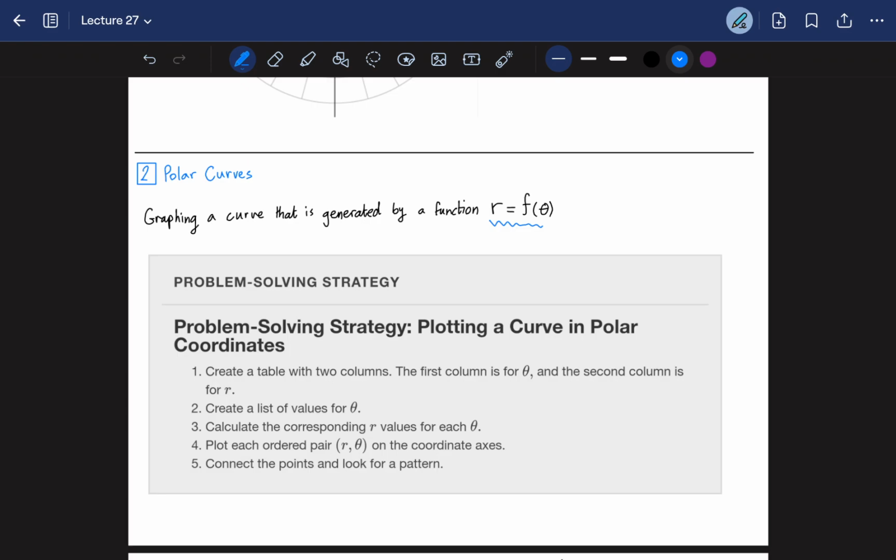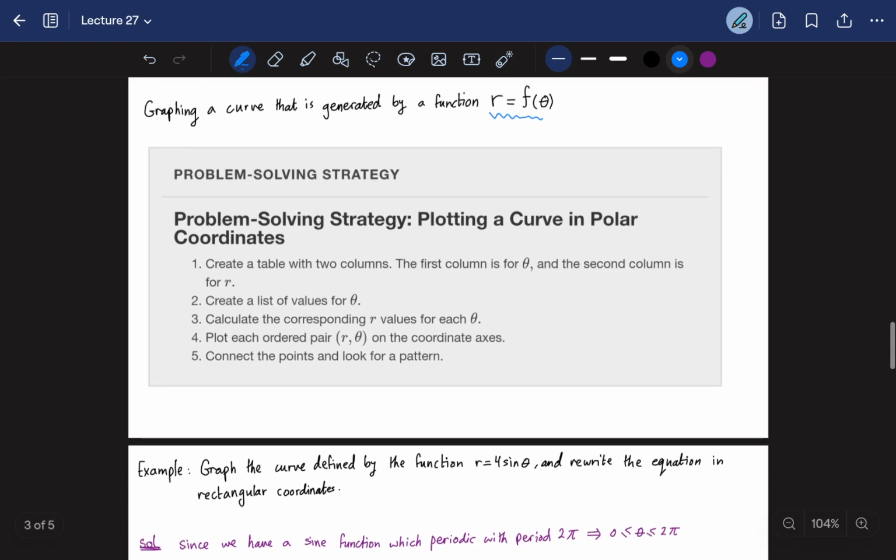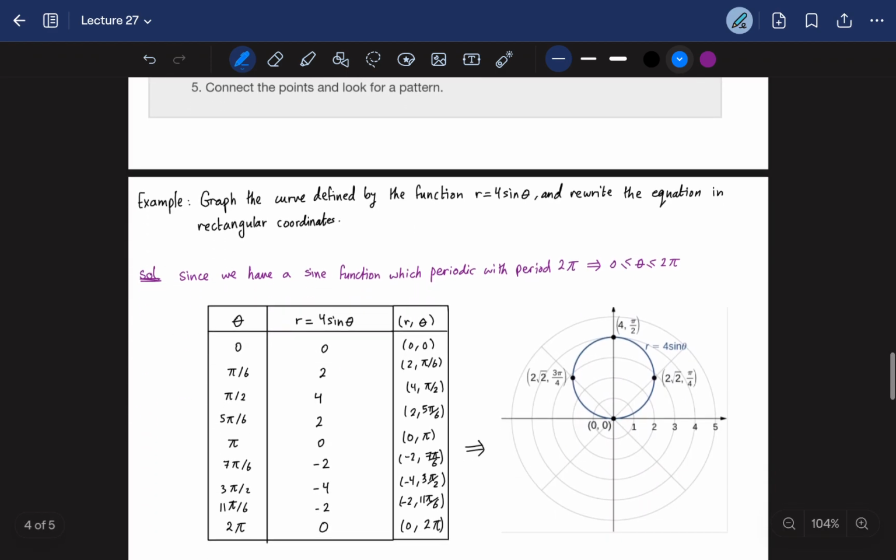So similarly here, we're going to create a list of values of theta, find the corresponding values of r, creating the point (r, theta), plot the point, and then connect these points. If we have the function sine of theta, we know that sine has a period of 2 pi. So we're going to have all values of theta between 0 and 2 pi.